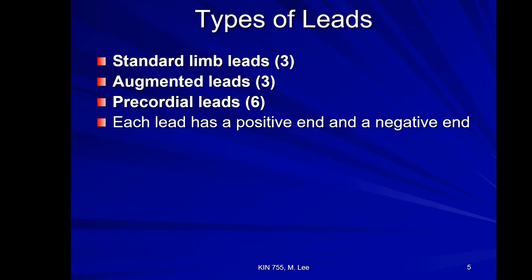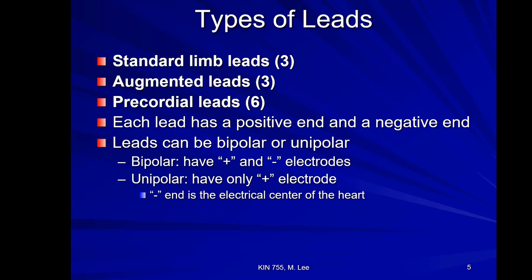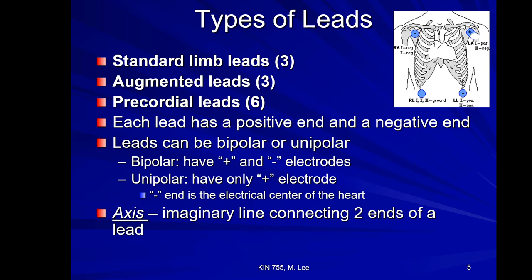So like we said, each lead has a positive and a negative end, and leads can be either bipolar or unipolar. So back to this picture. I'm just going to take this lead again. So this is lead 2. There's a positive end and a negative end. Each lead is going to have a positive and negative end. That's important. So the standard limb leads are going to be what we call bipolar leads, which means they actually have an electrode for the positive and negative end.